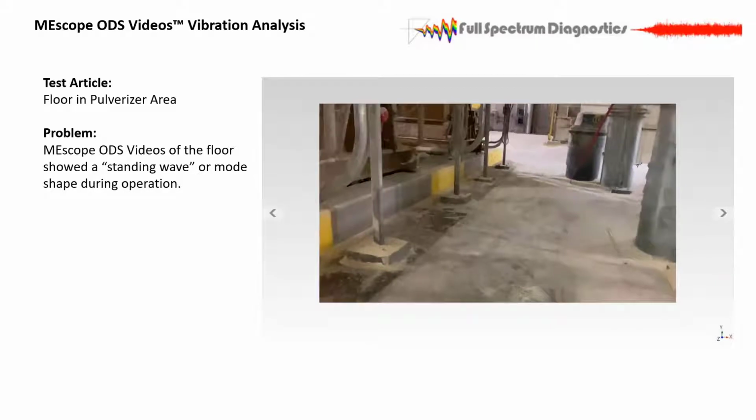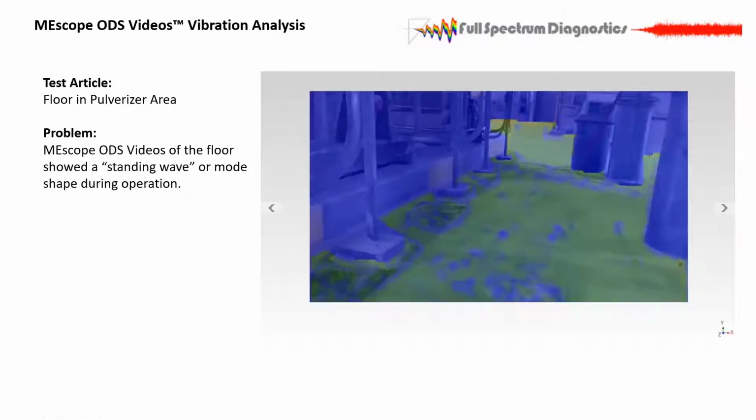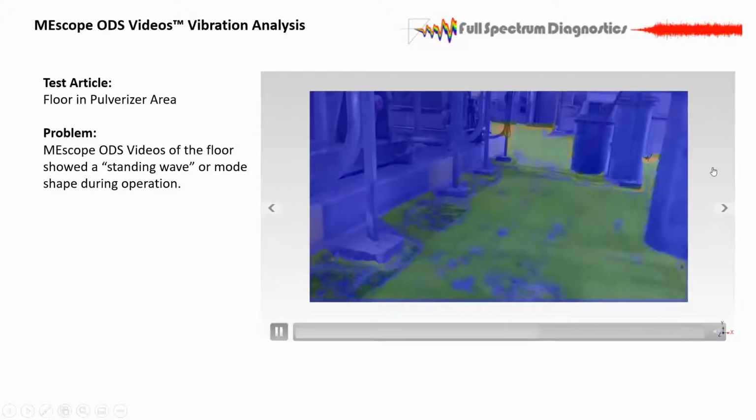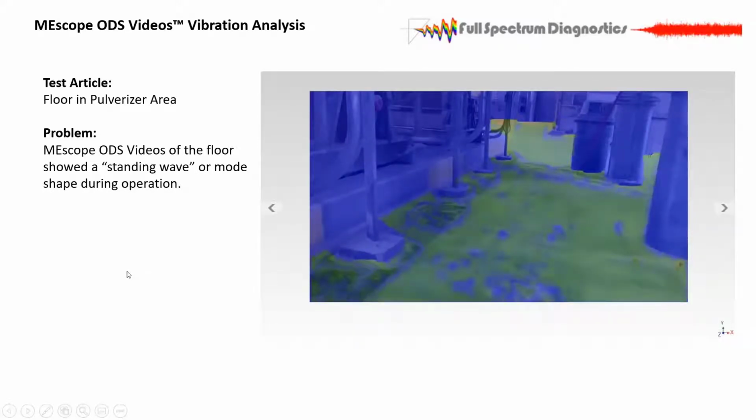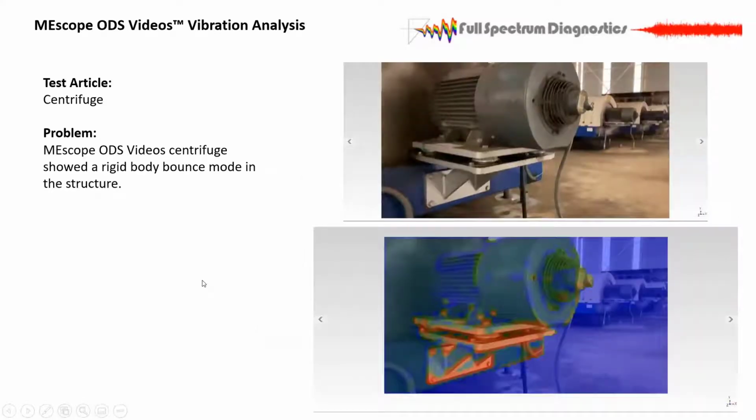This is another area. It was between the pulverizers. So there's an aisleway. There was 4 pulverizers on either side, and you can see the motion. And this one shows up a little better in the color contour. So as it's going down out here, it's going up in here, and vice versa. And it's kind of interesting to look at to see what the response is.